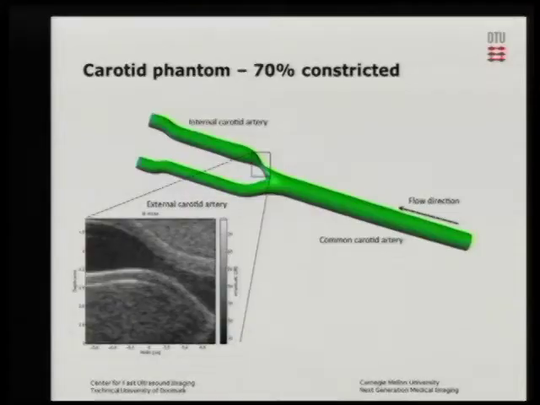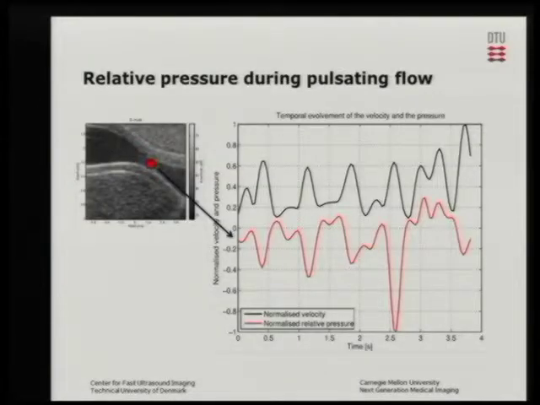One thing that's interesting with having complete flow data is that we can also use this for finding the pressure in the vessels. So here we've taken a carotid phantom with a 70-degree constriction and then measured in this. If you look at this, we measured at the red spot, and the top graph, the black graph, is the velocity, and the red one is the derived pressure.